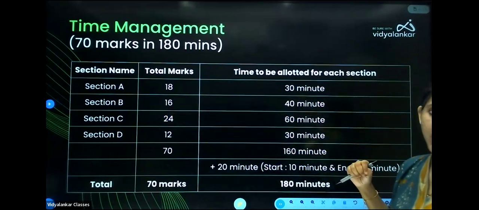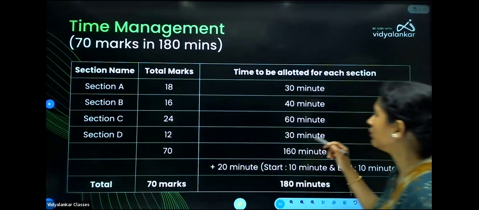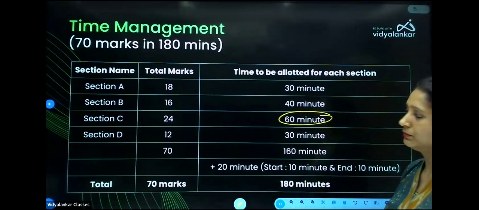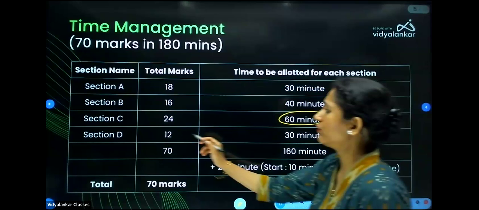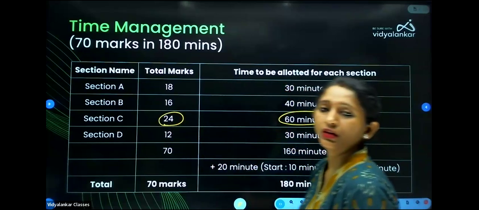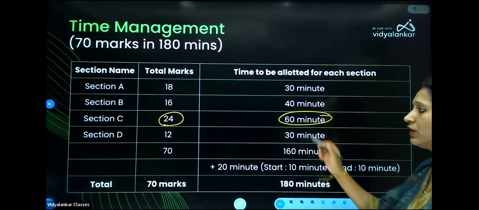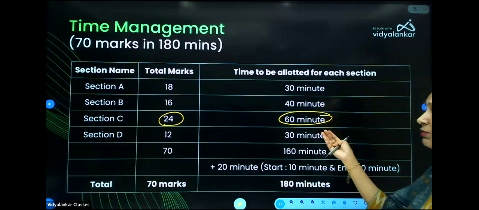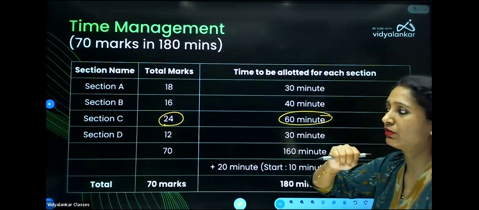After that, let us discuss section C. Here, if you observe, major time is provided to this section. This section is again of 24 marks. These are 3 mark questions. Here again, you are expected to attempt any 8 questions from the given 12. 60 minutes, which means 1 hour, is more than enough to complete section C.